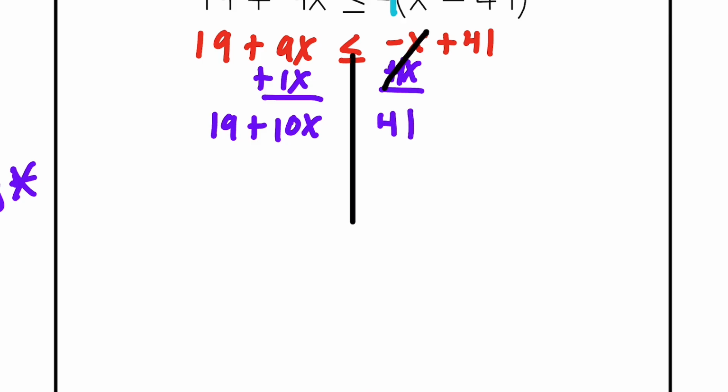Next I need to move my 19 to the other side. So this is a positive 19, so I'm going to subtract 19 on the left and subtract 19 on the right.